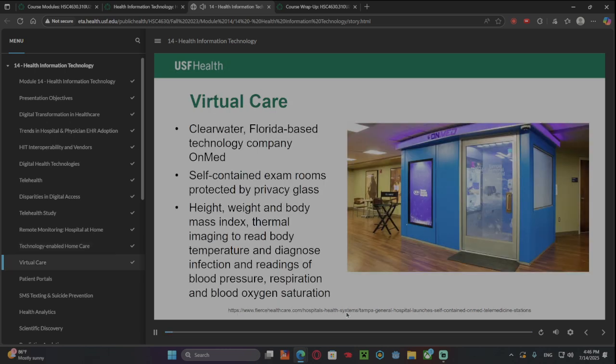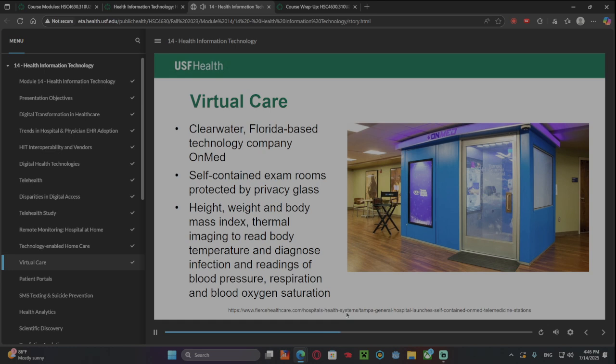If you've been to Tampa General Hospital lately, you may have noticed this virtual care pod. OnMed is a Clearwater, Florida-based technology company. They build these self-contained exam rooms that are protected by privacy glass. The pods can take height, weight, body mass index, thermal imaging to read body temperature and diagnose infection, and readings of blood pressure, respiratory, and blood oxygen saturation.